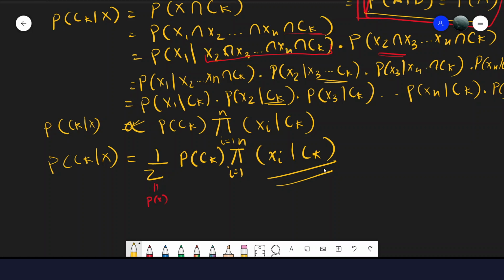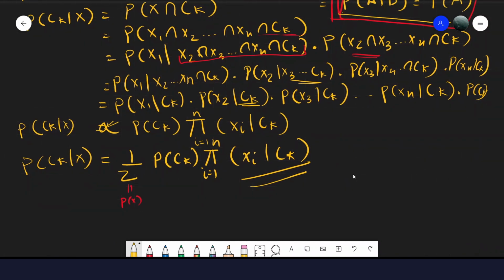Just read through it. If you've understood this derivation, you will understand the practical application for naive Bayes in that problem as well. I highly recommend that you go through it. If you've understood the derivation and you go through that example on the blog, you'll understand naive Bayes in its entirety.